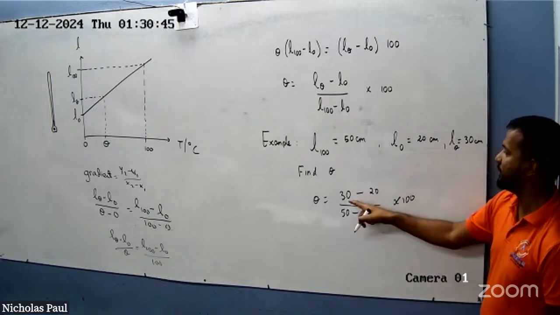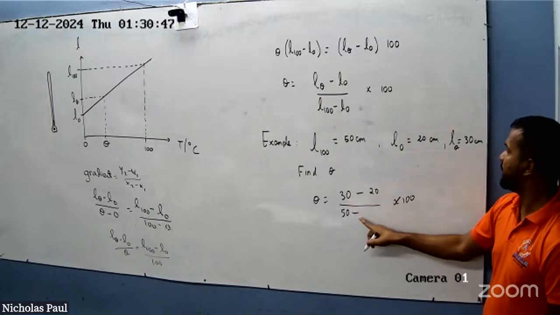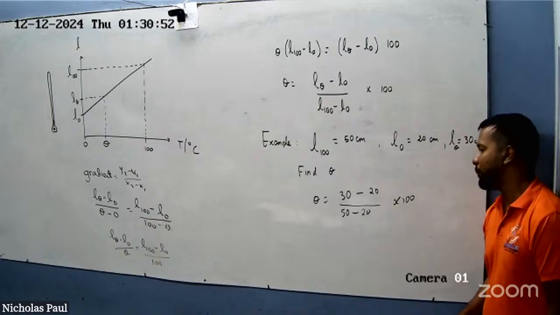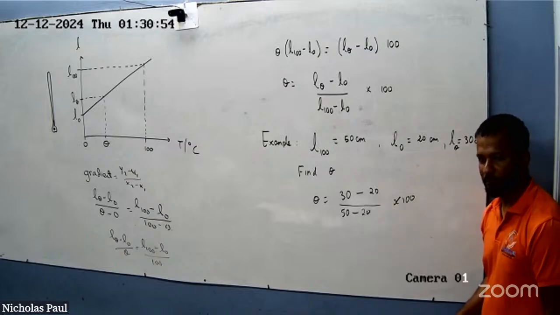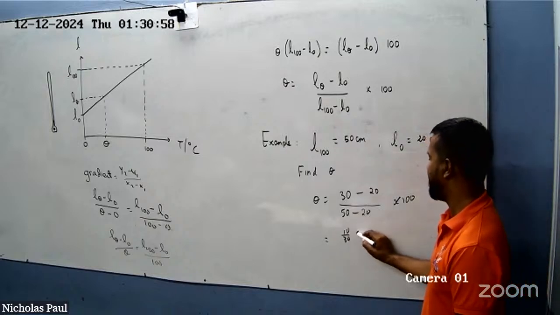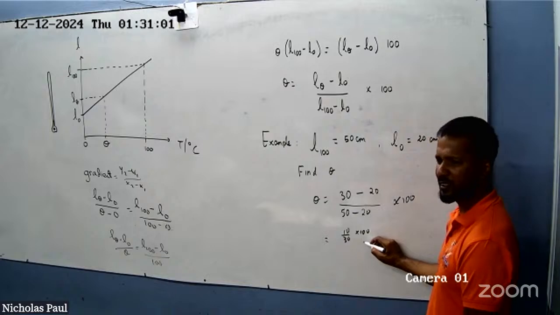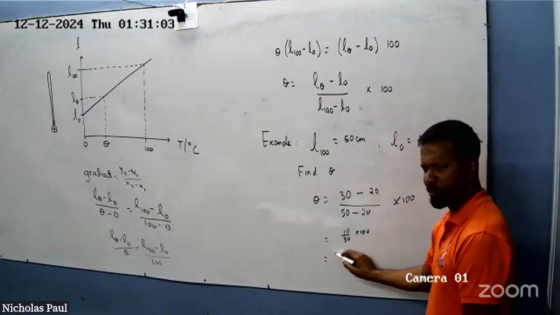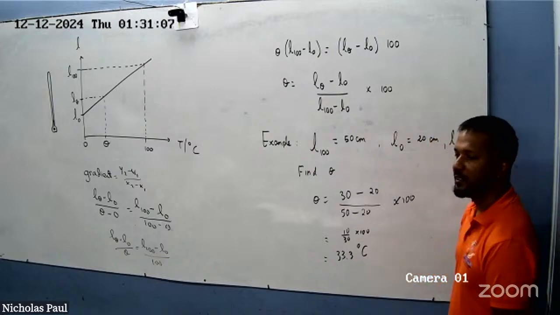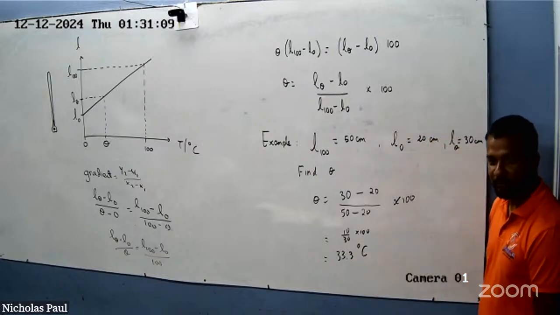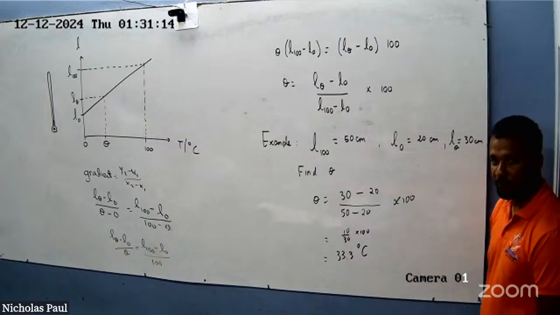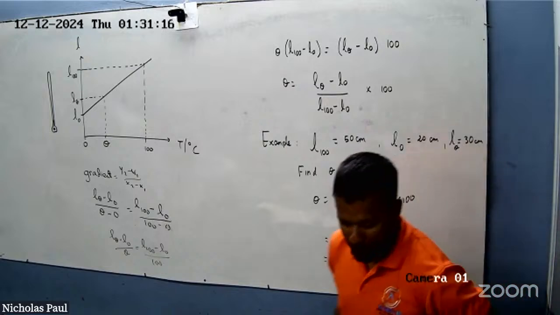Right, so it would be 30 minus 20 over 50 minus 20. So that will be 10 over 30 by 100. How much? 33.3 degrees Celsius. That's okay? So this is technically how calibration works. Okay with that? Try the one in your handout there.